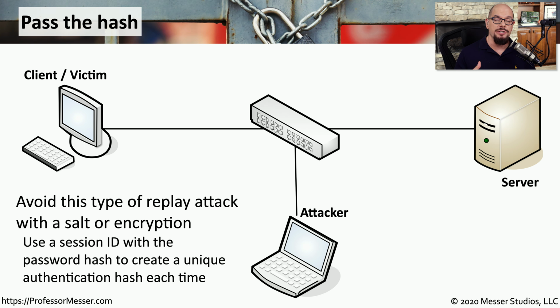One way that developers can avoid this type of pass the hash attack is to make sure that the client and the server are always communicating over an encrypted channel, such as SSL or TLS. If that channel is sending encrypted data, it doesn't matter what the attacker gathers, they won't be able to find any of the hash or anything else inside of that encrypted information.